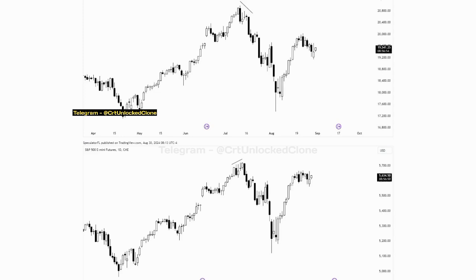Also, if you are a diligent student, then you would remember that right here, this is the monthly CRT high. Price purged that high and then reversed from there, which means the SMT was also formed at a key time and key level, a higher time frame key level, which was the monthly CRT.